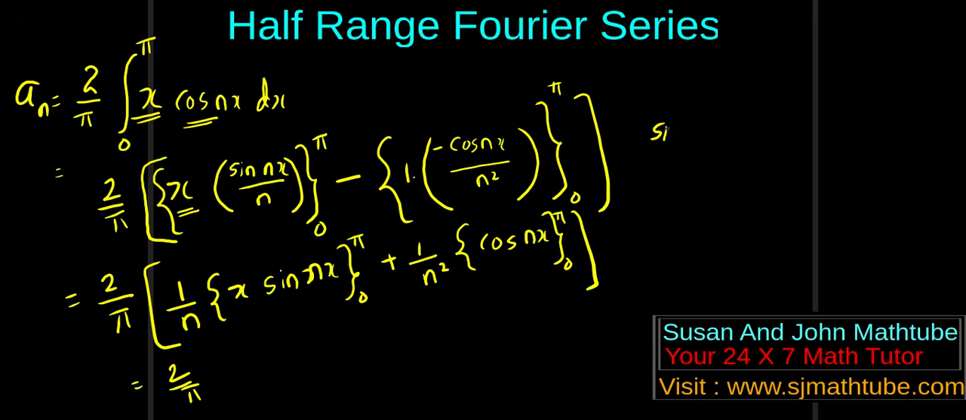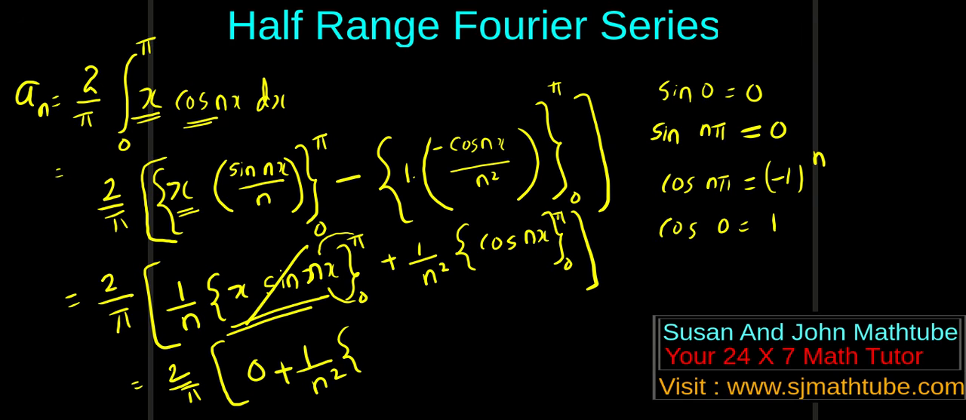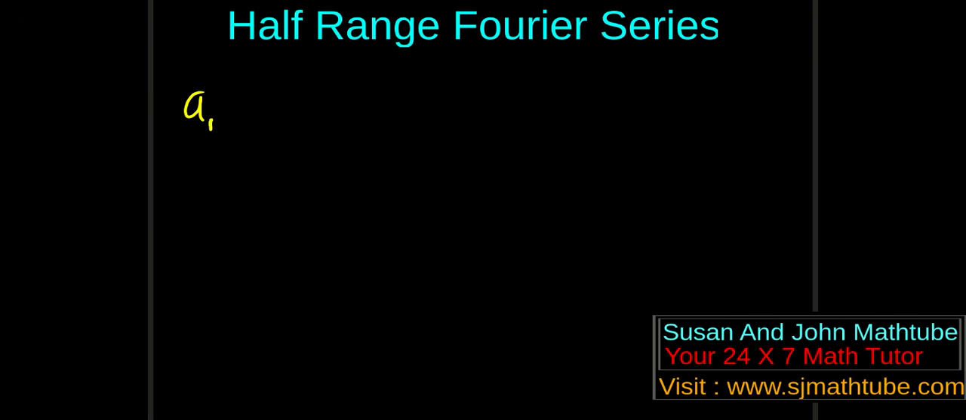And what's the value of sin n pi? That is 0. And what about cos n pi? That will be equal to minus 1 to the power n. And cos 0 is 1 and sin 0 is equal to 0. So when you plug in the upper value and the lower value, the whole thing will get cancelled. So let's forget about this. So 0 plus 1 by n square into, now we can put the upper limit. So we get cos n pi, and that is minus 1 the whole power n, minus cos 0, that is 1, and that will be our an.